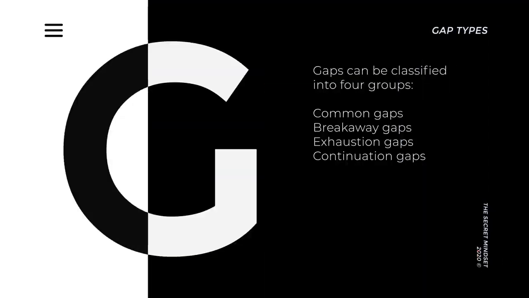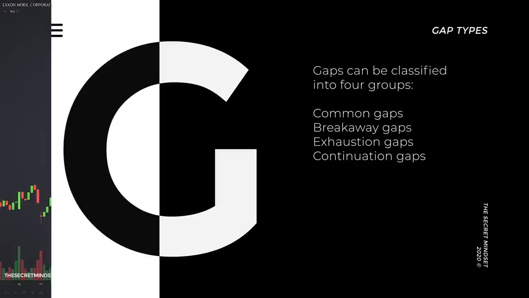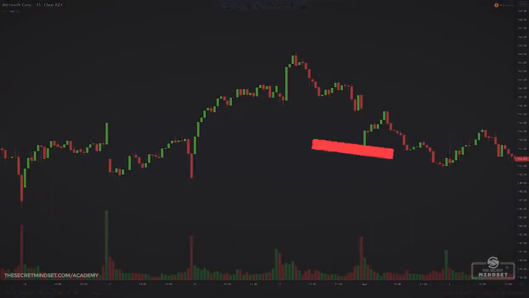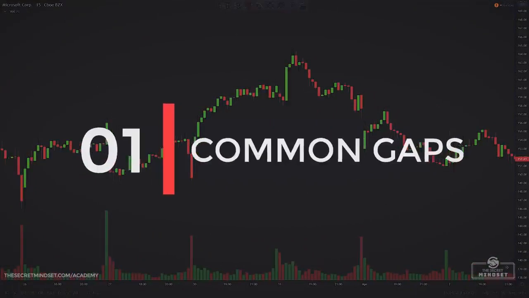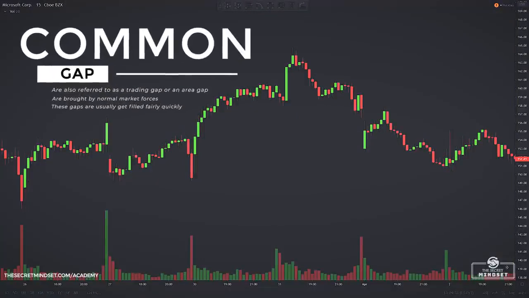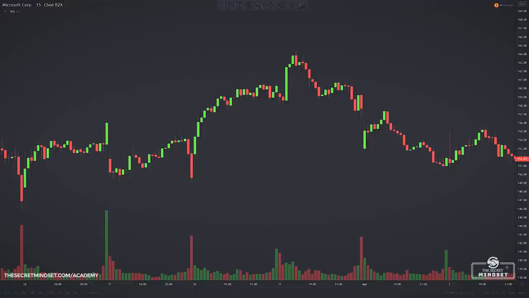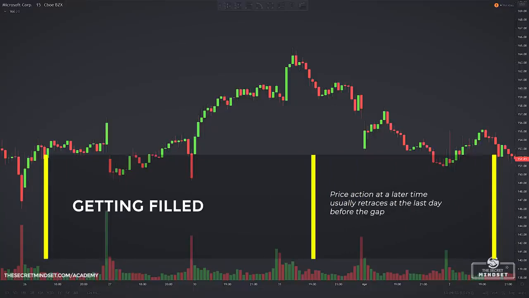Gaps can be classified into four groups: common gaps, breakaway gaps, exhaustion gaps, and continuation gaps. Let's discuss each of these types. First one, common gaps. A common gap is a price gap found on a price chart for an asset. These occasional gaps are brought by normal market forces. They are also referred to as a trading gap or an area gap. These gaps usually get filled fairly quickly. Getting filled means that the price action at a later time usually retraces to the last day before the gap. This is also known as closing the gap.